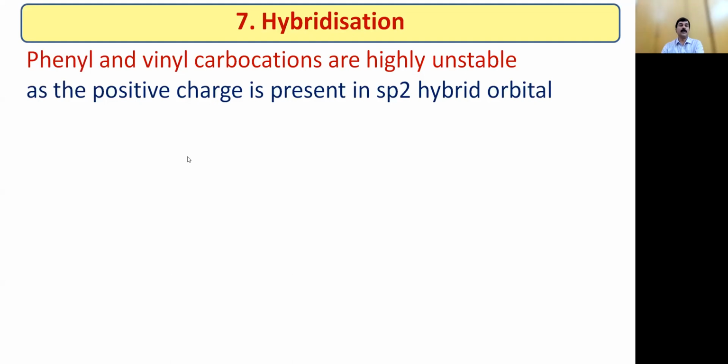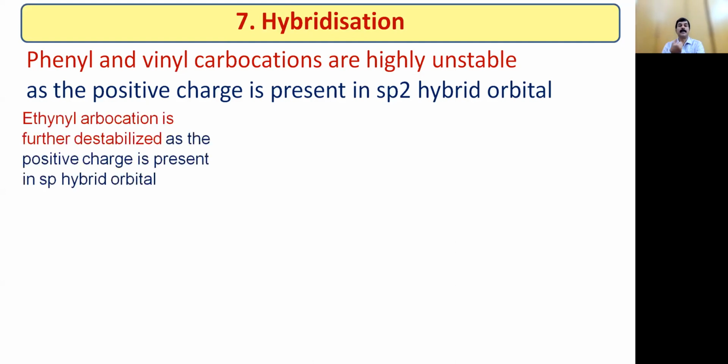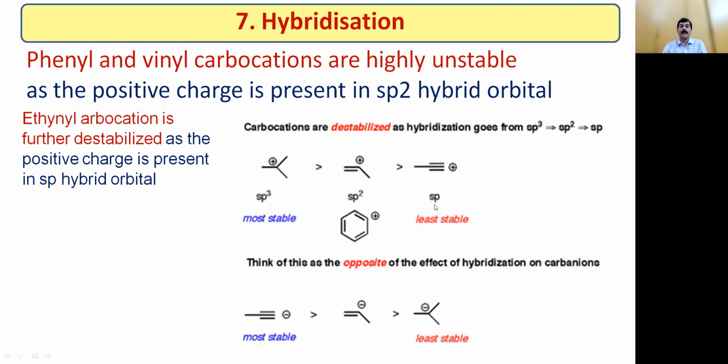Even hybridization will also influence the stability of carbocation. We know sp3 will have about 25% s character, whereas sp will have 50% s character. So more s character means more electronegative, so its ability to accommodate positive charge will decrease. That's the reason why the stability decreases going from sp3 carbon to sp2 to sp carbon. So vinyl carbocation is less stable when compared to the alkyl carbocation, and this ethynyl carbocation is further less stable when compared to the vinyl carbocation.